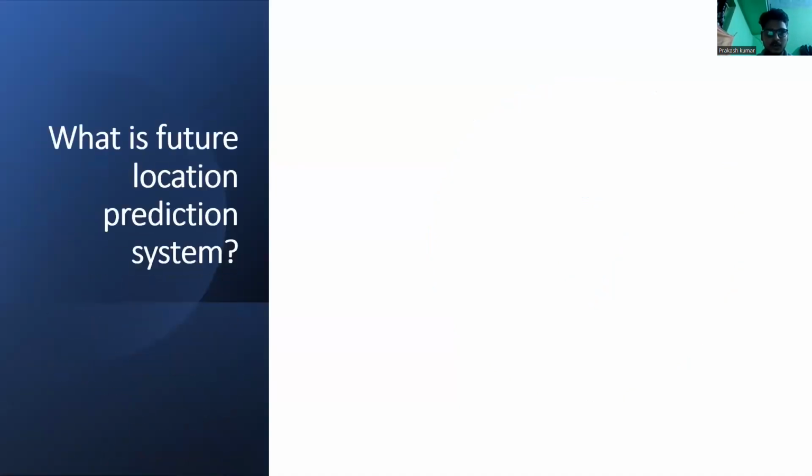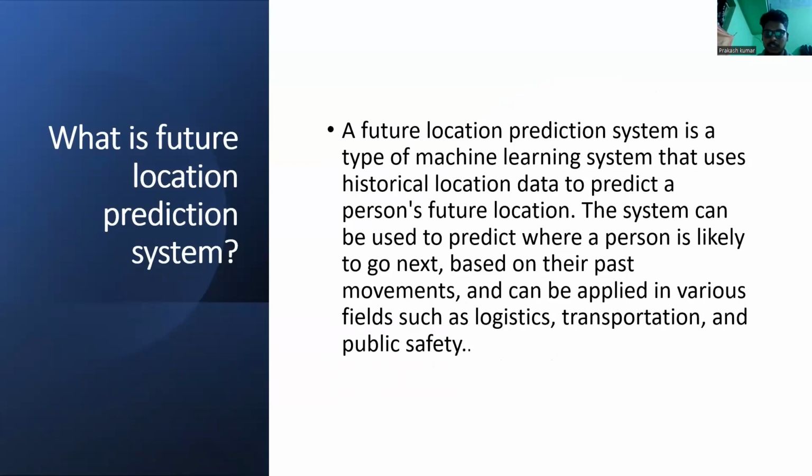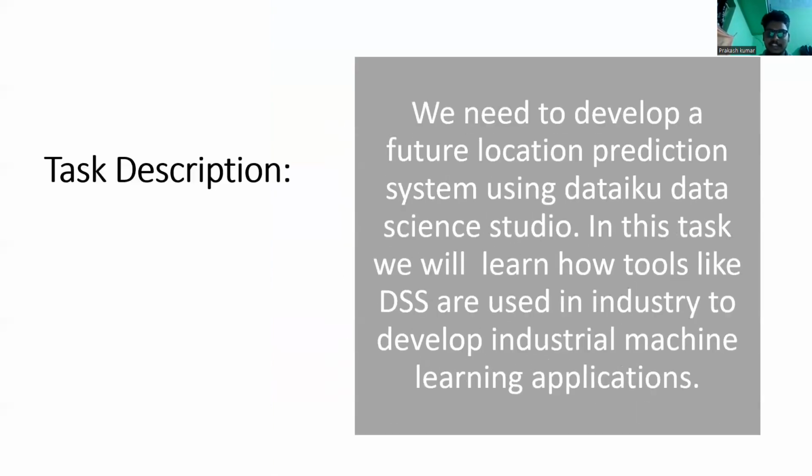So let's know about what is a future location prediction system. The future location prediction system is a type of machine learning system that uses the historic data of a person, and with the help of that, it is able to predict the person's future location. So these are the task descriptions.